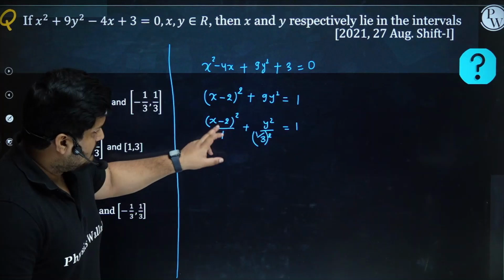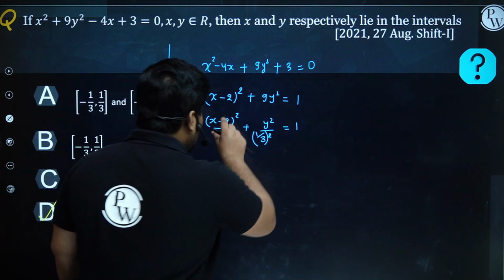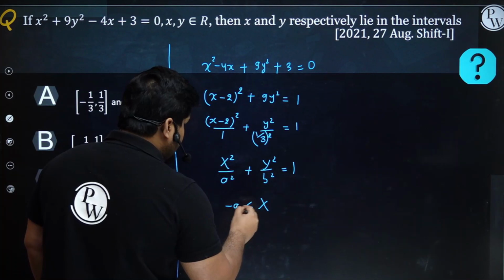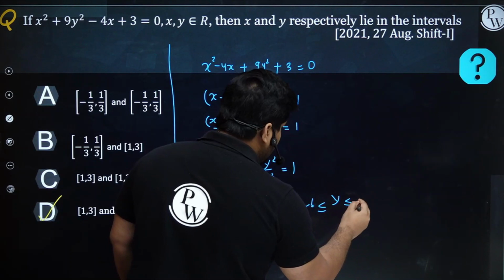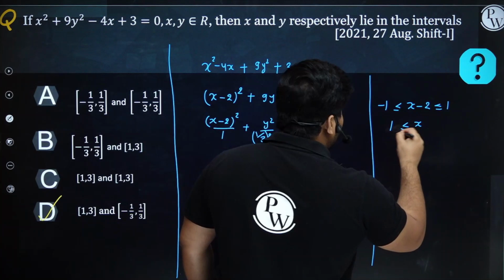So when is that x and y defined? See, if you look at x square by a square plus y square by b square equal to 1, x is defined only if it is from minus a to a, right? So x has to be from minus a to a, and y has to be between minus b to b. This is what we need to solve. So what is x? X is x minus 2. So x minus 2 will be from minus 1 to 1. So clearly you can see x will be from 1 to 3.